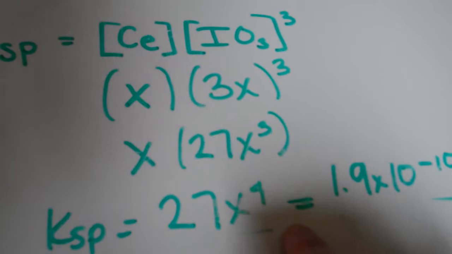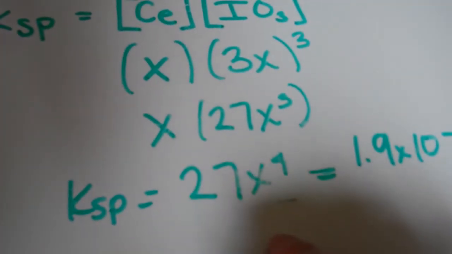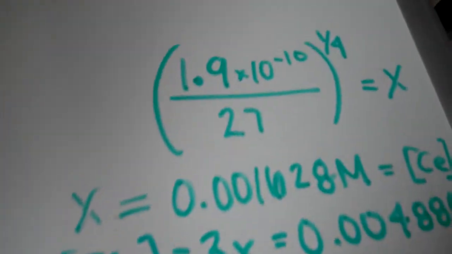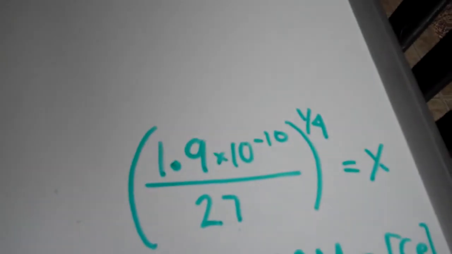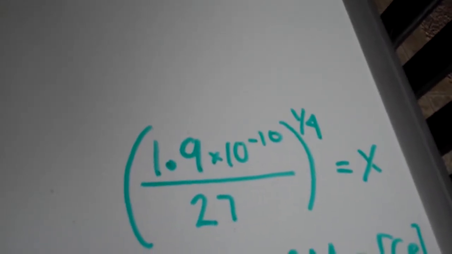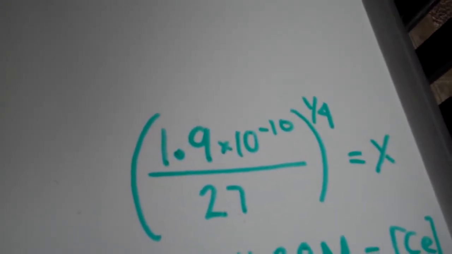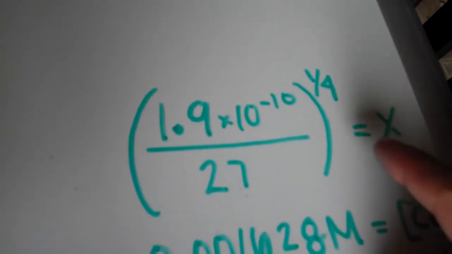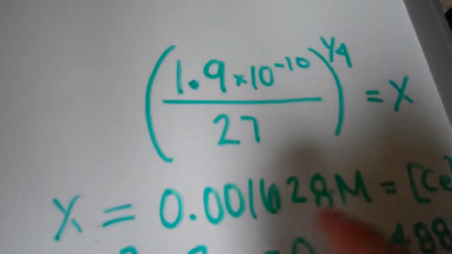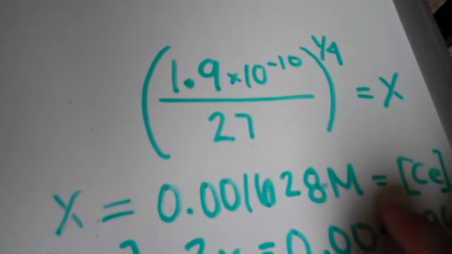To be able to solve this problem, you'll need to divide both sides by 27 and then take it to the 1/4 power. It looks something like this. You're going to take 1.9 times 10 to the negative 10th, divide by 27, and then raise it to the 1/4 power. Make sure you do have parentheses around that caret and the 1/4, which is going to give us X. We know that X was equal to the concentration of Ce, so X is equal to this, which is also our concentration of Ce.